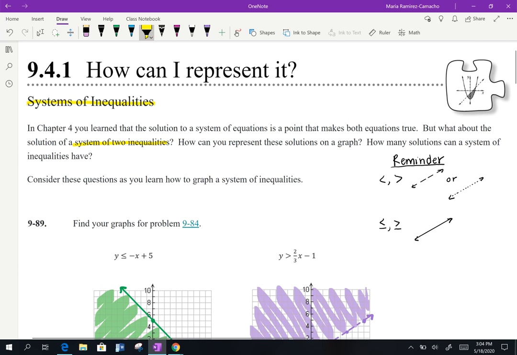And just a quick reminder for you, when we're dealing with inequality symbols and graphs of linear inequalities, less than or greater than gives us a dashed or dotted line. It doesn't matter which one. But less than or equal to and greater than or equal to give us a solid line.